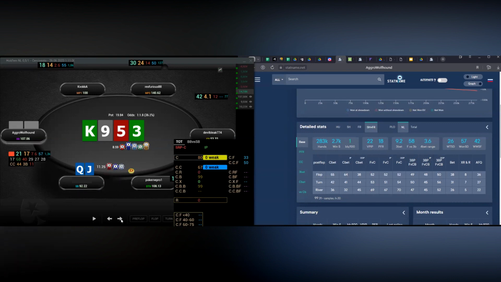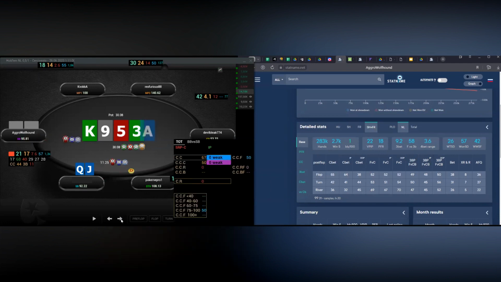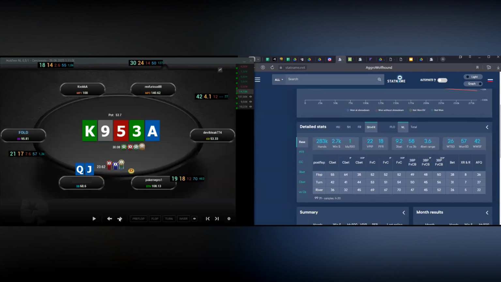So yeah, we keep on betting and he calls again. We have an ace on the river, and actually it is a good card for us because we can put even more pressure on his top pair combos. So we bet for the third time and he folds, and we get the pot.